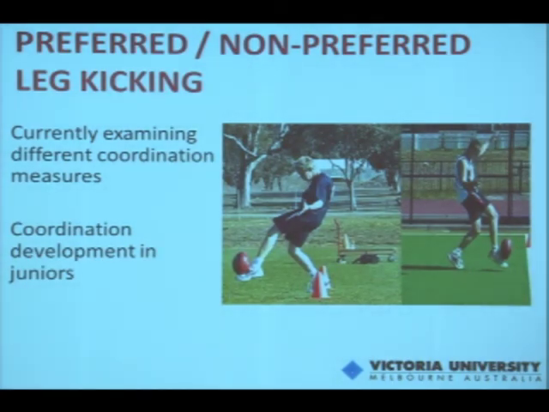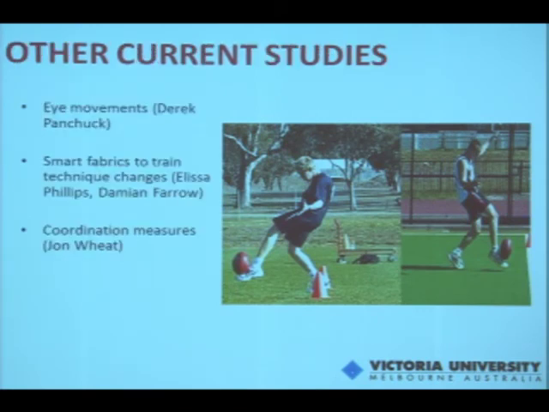So further work we're doing with the non-preferred leg, looking at different coordination measures and also that coordination development in juniors. When does it start? Is it there straight away? Do we need to intervene earlier if we're to get them more similar in terms of their two legs?